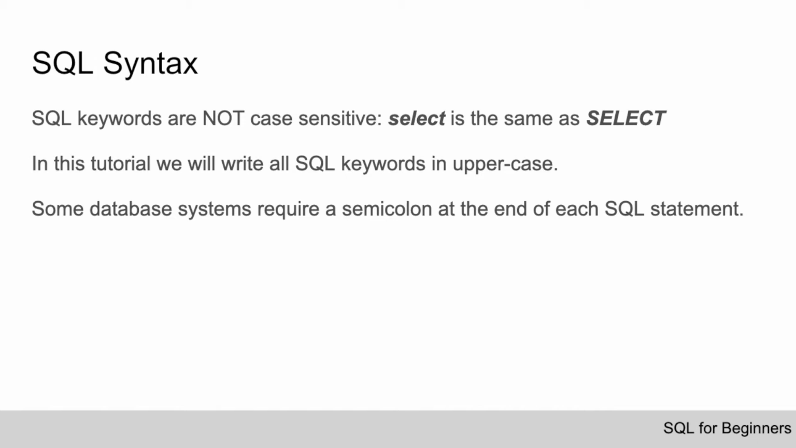But for our tutorial queries, we are going to use all uppercase for the keywords, and we will use lowercase for the column names and the table names. And some database systems require a semicolon at the end of each SQL statement, meaning that, for example, if you use Oracle database, you would have to put a semicolon at the end of each query, otherwise it would throw an error. And let's move on to our first keyword.